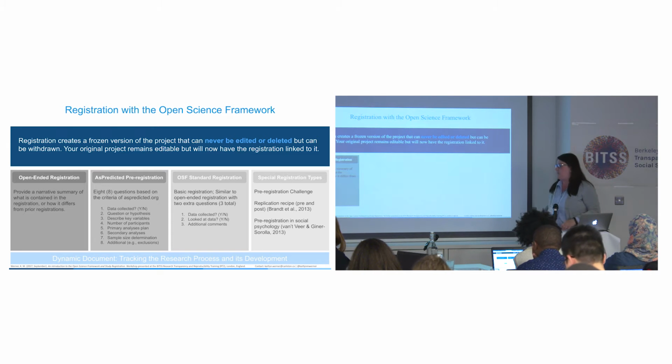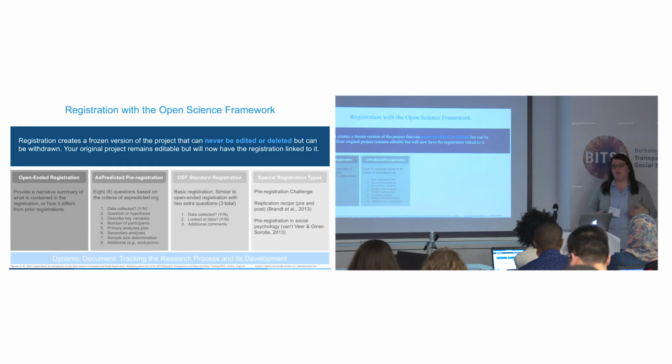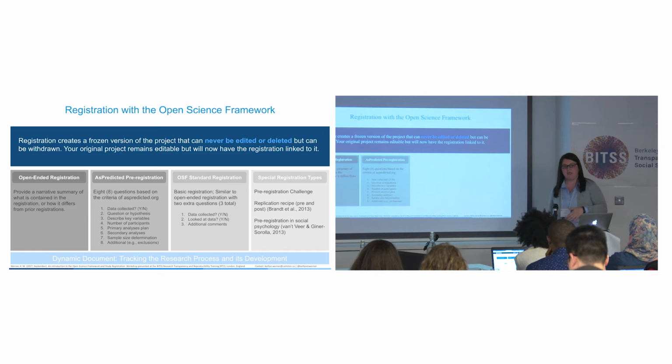At its most basic is the open-ended registration. This is literally just a blank box. You can put in whatever you want. If you want to put in your hypotheses, it's really up to you. There's also the As Predicted pre-registration template. As Predicted is actually a website where you can also pre-register your hypotheses independently of the Open Science Framework, but they've worked together to come up with this template. And it's a bit more guided.